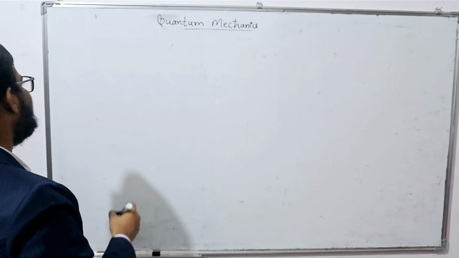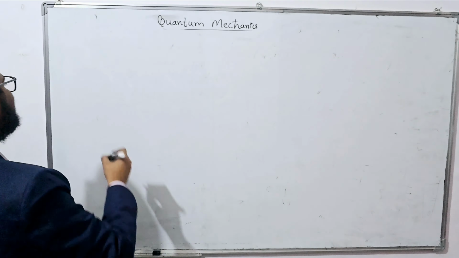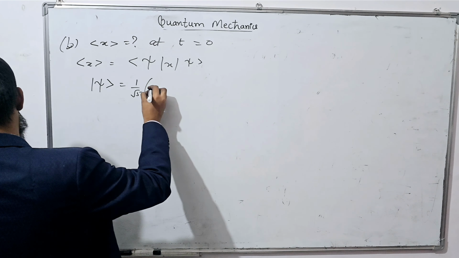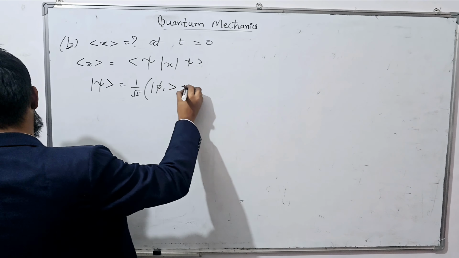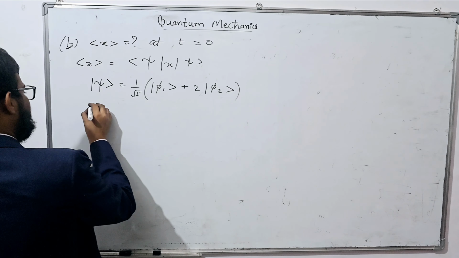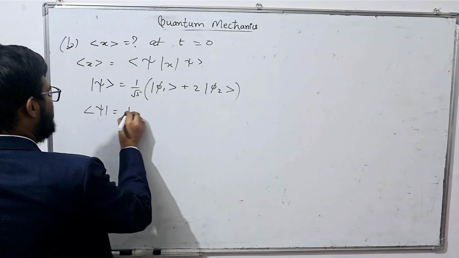So now let's see the second part, and it states that you need to find the expected value at t is equal to 0. Okay, so expected value of x is equal to this quantity I have told before, and you remember that ket of psi is equal to 1 by root 5 of the states. We are just accumulating all the states, these two states, and then you're finding the bra with respect to psi over here.